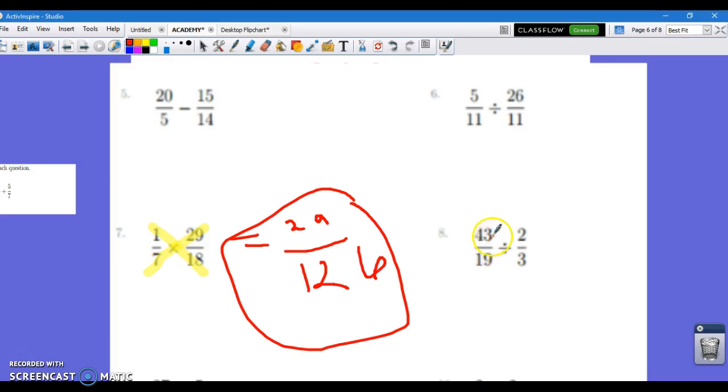Last one. So you know what you would do. Bring that one down, flip that one, reduce diagonally, then multiply. That one's on your own.